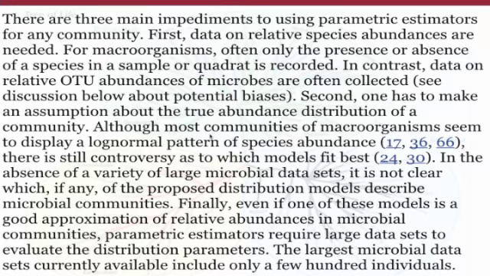And then they say, finally, even if one of those models is a good approximation, parametric estimators need lots of data to work, because if you have a wide species rank abundance curve, you're trying to do a lot at the tail end of this curve and closely fitting data to the model. And they're worried because the largest microbial data sets only include 100 individuals. Now, as we talked about, for $1,000, you can get 20 million sequences now.